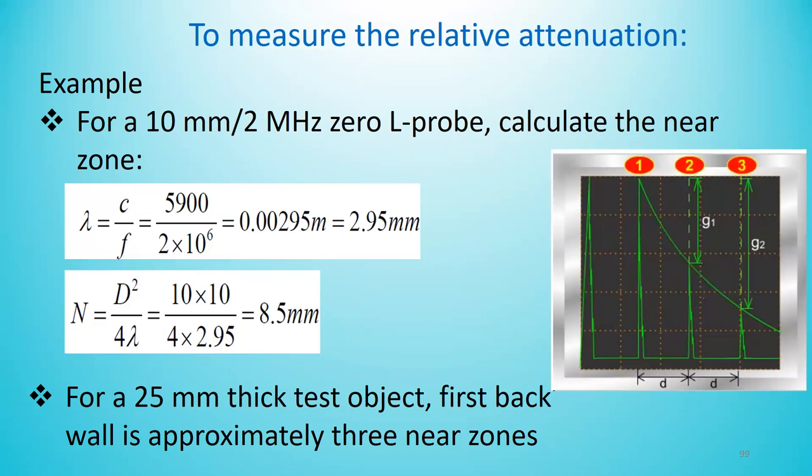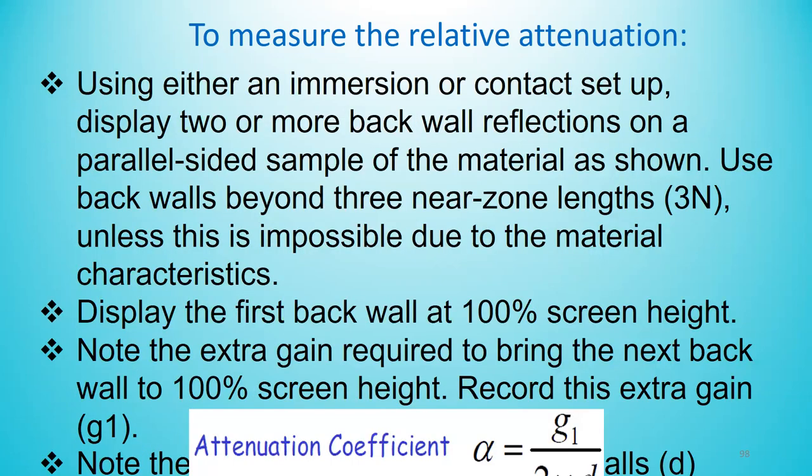This is lambda, and D squared is 10 squared, because all in mm, divided by four lambda, that is 2.95, which gives 8.5 mm. So the near zone is 8.5 mm. For a 25 mm thick test object, the first back wall is approximately 3 near zones. Use back walls beyond 3 near zone lengths unless this is impossible due to material characteristics.